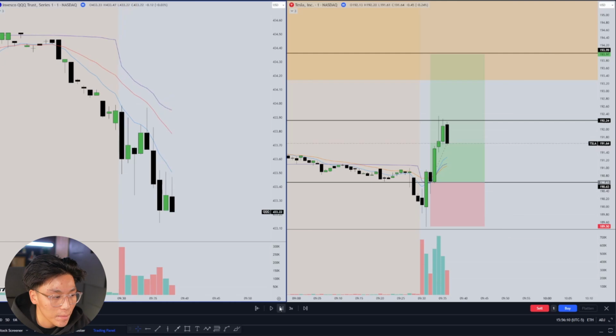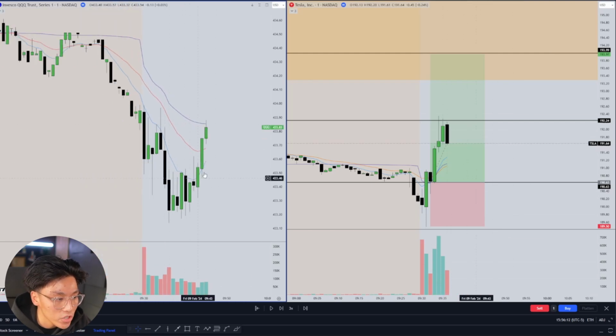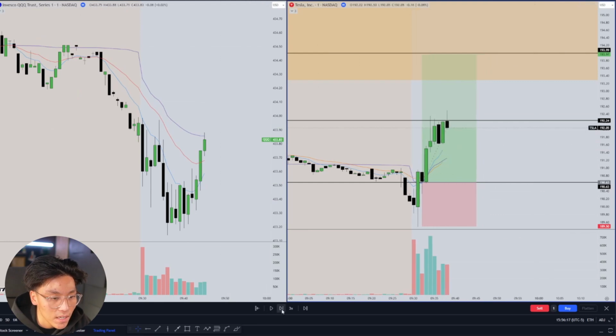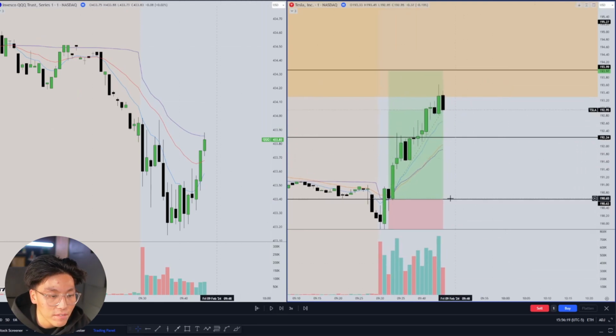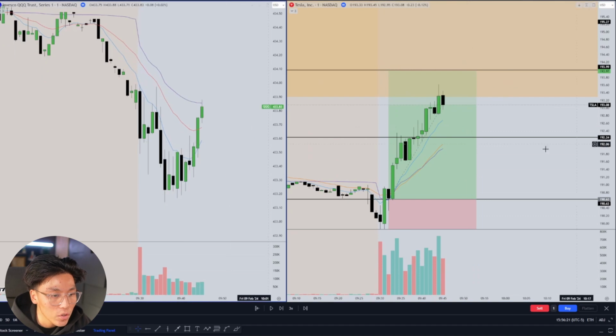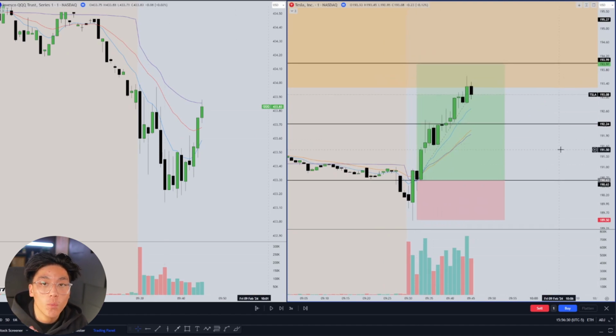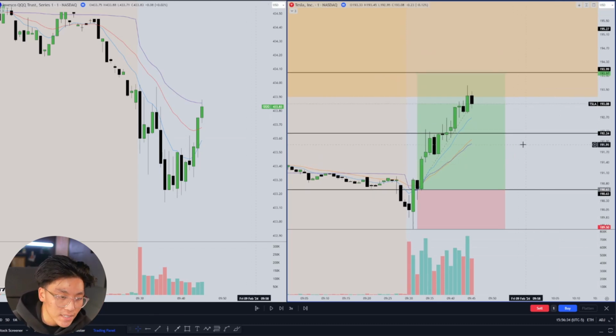So as we play the tape here, you can see that once the Qs start getting back up towards the upside at 9:45, Tesla ends up just moving higher and gravitating higher. And if you look at these two charts, you can see that Tesla is clearly relatively strong compared to the QQQ on the day, right? So if you're looking for long positions, you want to be in a stock that's relatively strong. And this is exactly what Tesla is.